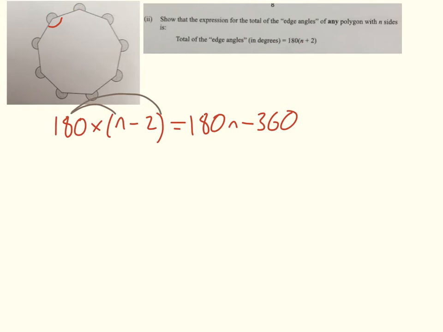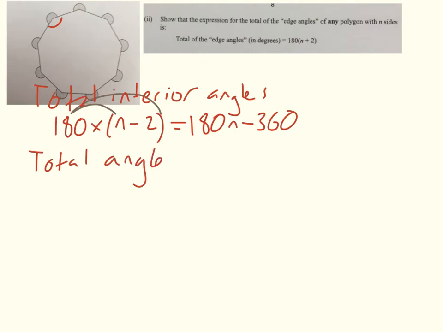So I'll just write it. The total angles, by the way, was the total interior angles. That's what I was working out there. Now, the total angles at each vertex. Vertex just means corner. So at each vertex will equal what you just told me: it's 360 times the number of sides, that's an n.